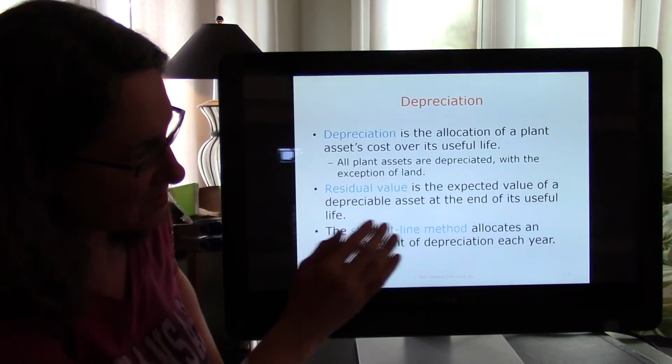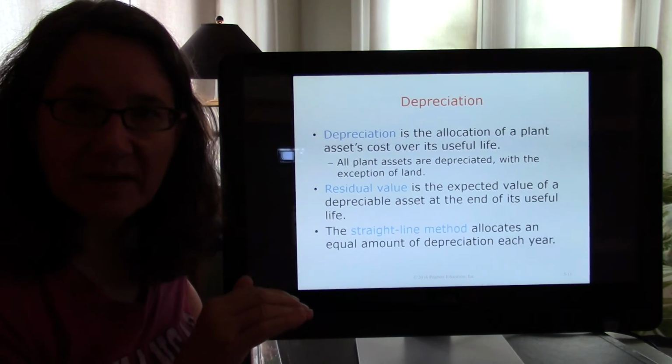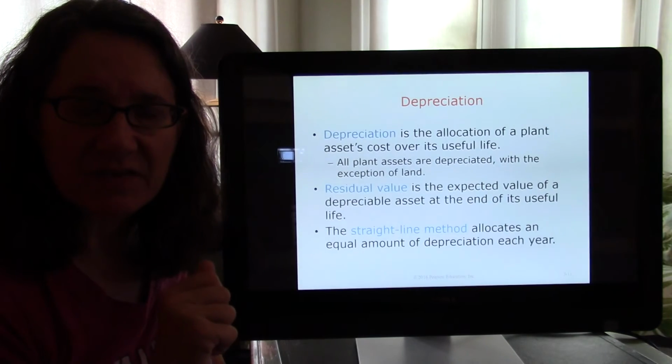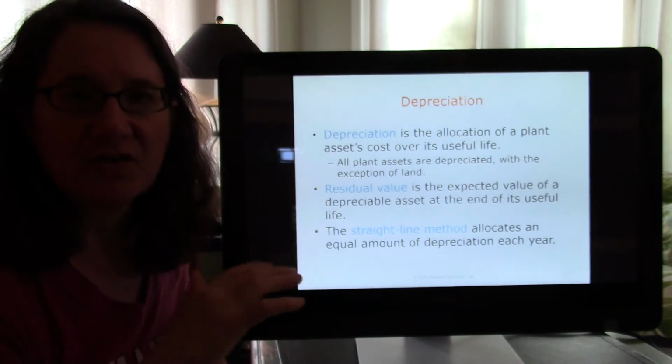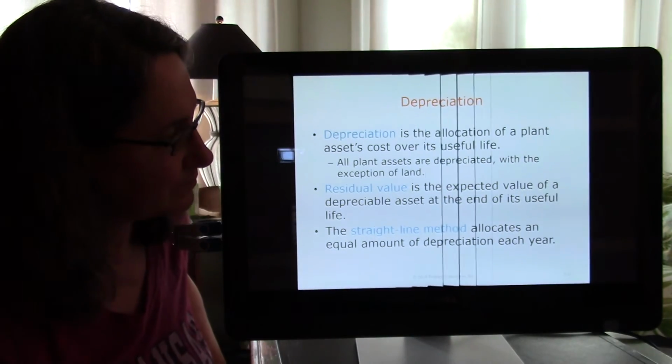Now, I don't want you to worry too much about the straight line method right now, even though this chapter talks about it. For your problems and for your exercises in class, we're going to give you the depreciation amount. We're just going to say your depreciation expense is $500. All right?